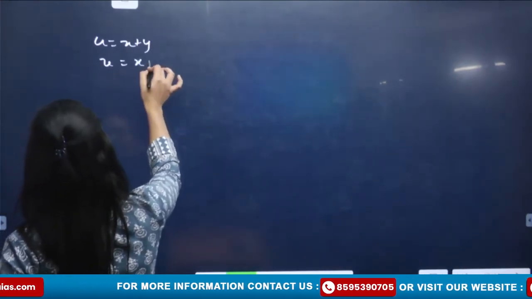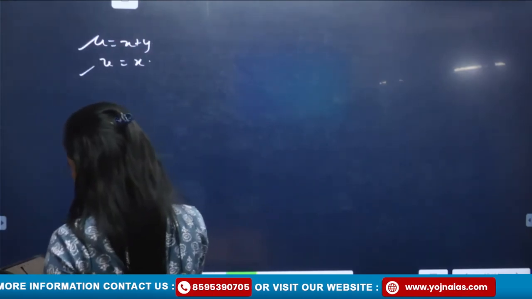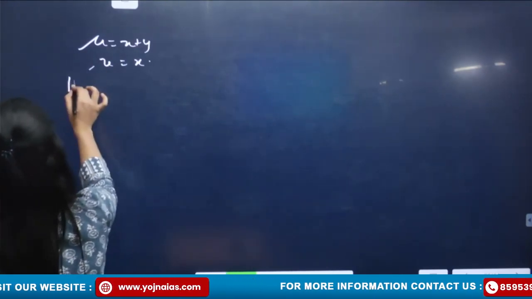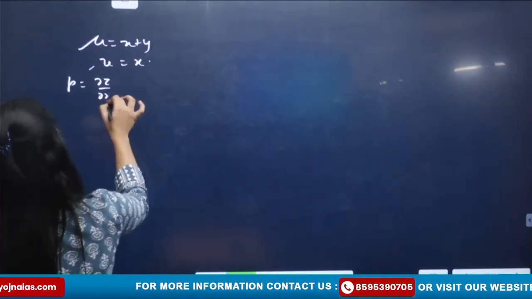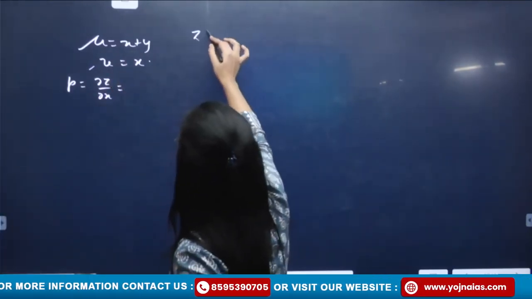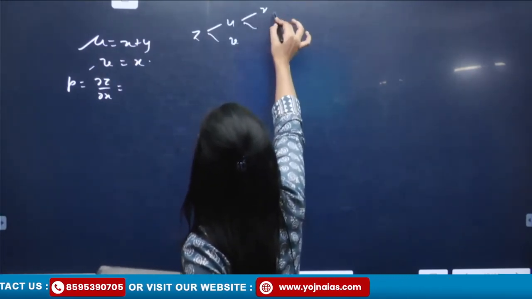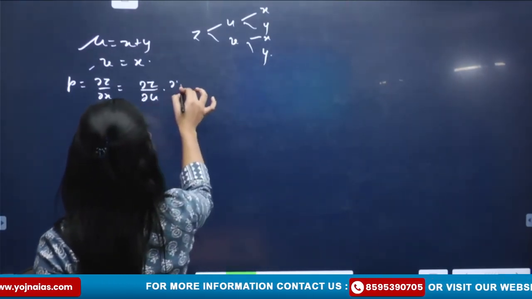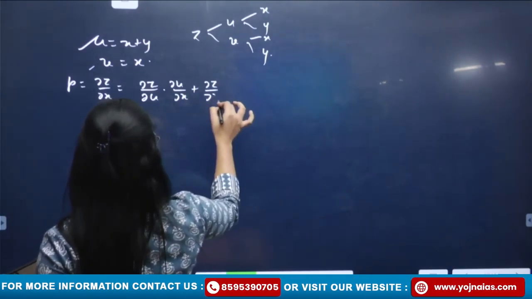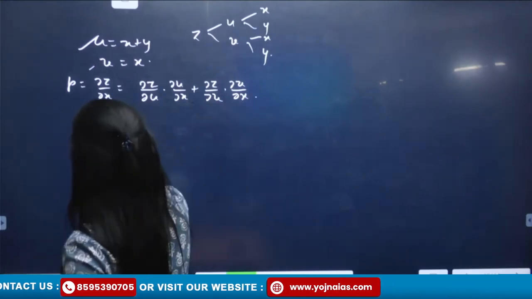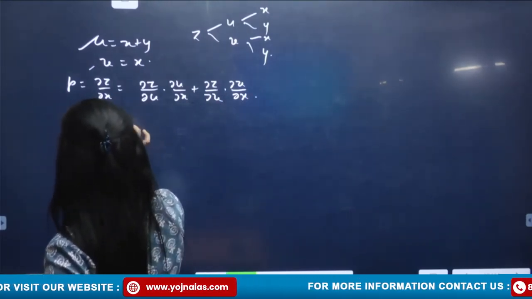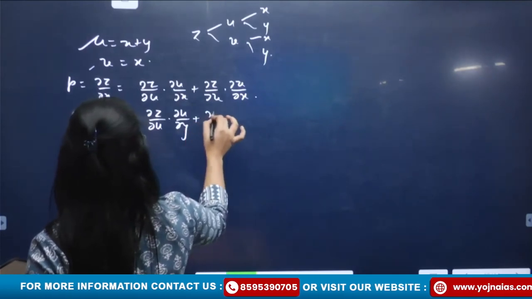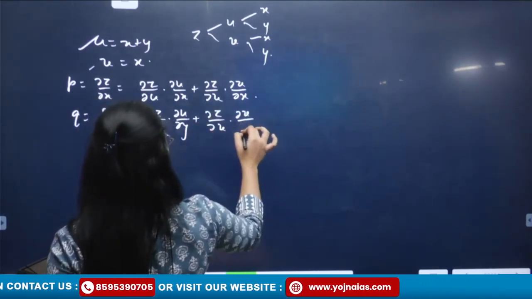And let me tell you what your answer will be: u is equal to x plus y. We assume that v is equal to x, which should be linearly independent of u, so this is linearly independent, right? Then find out p, that is, curl z by curl x. Here z is a function of u and v, and u and v are in turn functions of x and y, so this would be curl z by curl u into curl u by curl x plus curl z by curl v into curl v by curl x. Similarly, you need to find out q, that is curl z by curl y, and it is going to be curl z by curl u into curl u by curl y plus curl z by curl v into curl v by curl y.